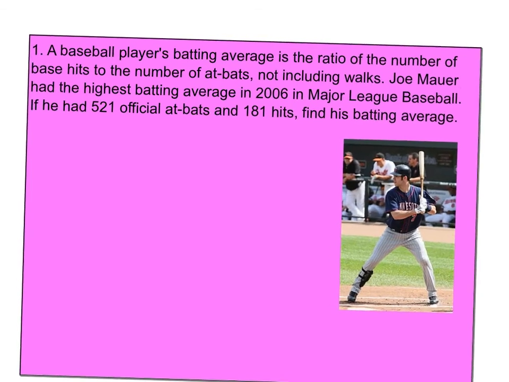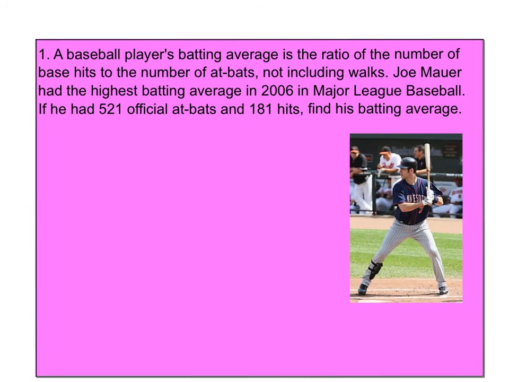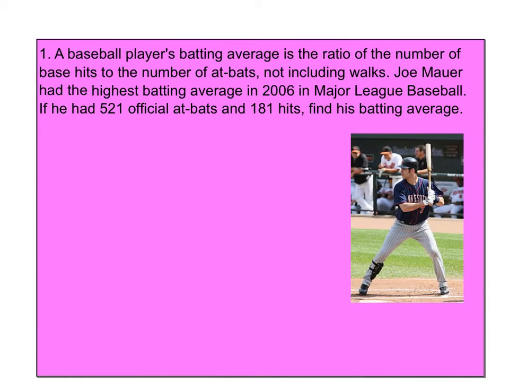So as we look, a baseball player's batting average is the ratio of the number of base hits to the number of at-bats without including walks. Okay, so no walks. If you're not familiar with baseball, you're trying to get on base by hitting the ball in play and beating the ball to the base. And if you get 4 pitches that are not in the strike zone, then you can go to first without hitting. But we're trying to look for hits and number of at-bats.